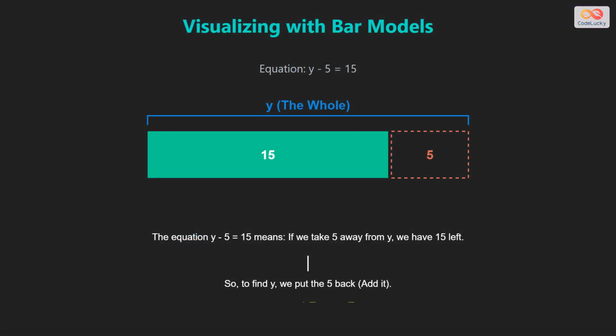Here is a way to visualize it. The top bar represents our variable y. We know that if we take away 5, we are left with 15. To find the total value of y, we simply need to add that 5 back to the 15. 15 + 5 gives us the whole length.